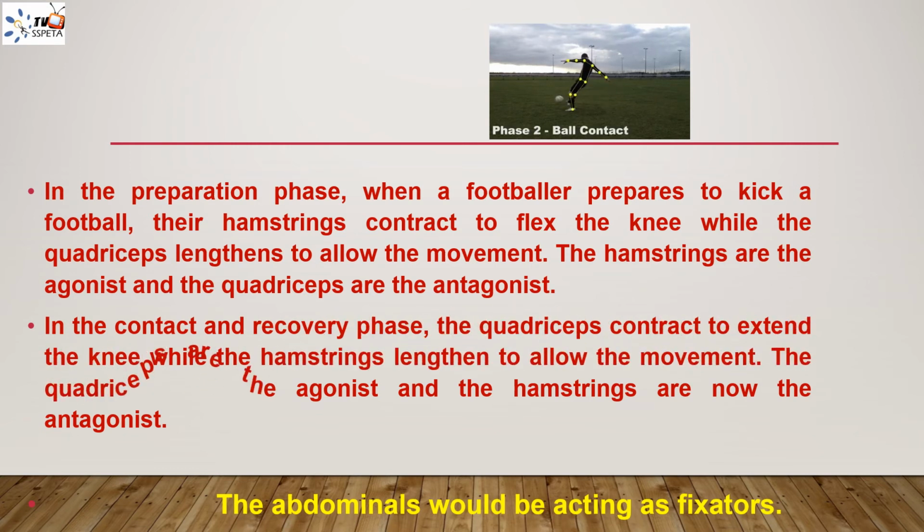In the contact and recovery phase, the quadriceps contract to extend the knee, while the hamstrings lengthen to allow the movement. The quadriceps are the agonist and the hamstrings are now the antagonist. In this case, the abdominals would be acting as fixators.